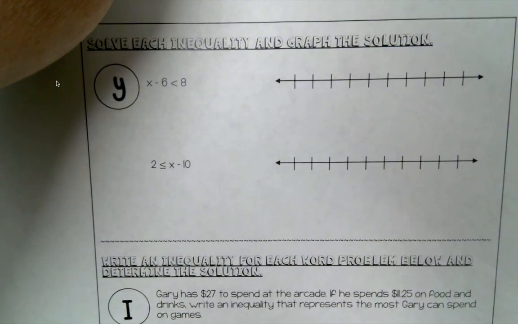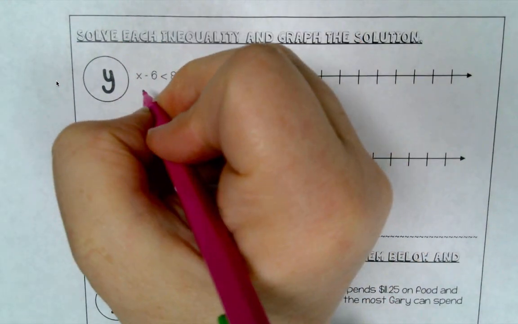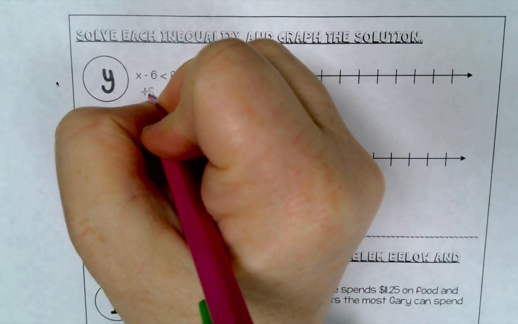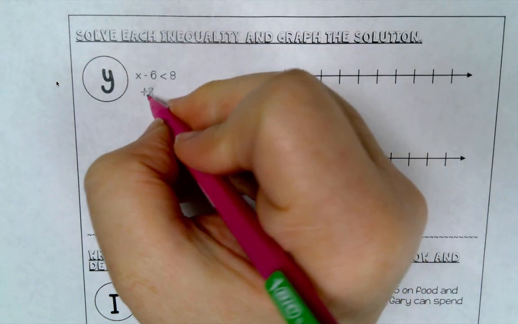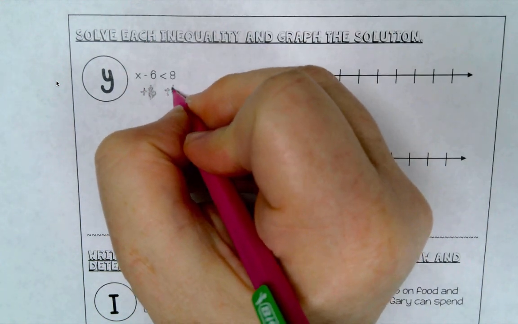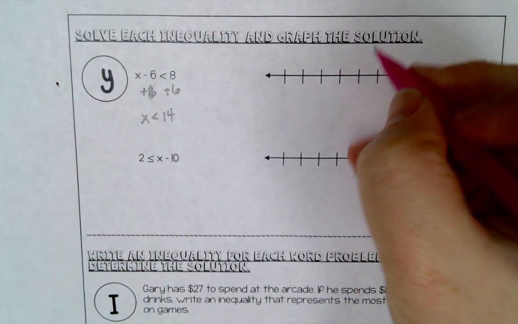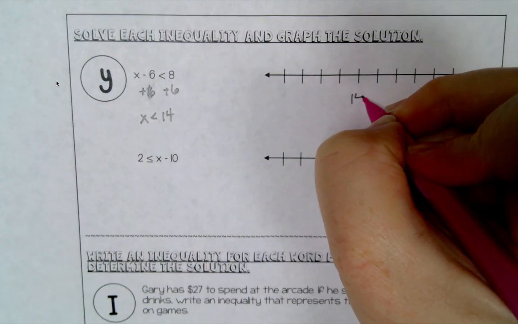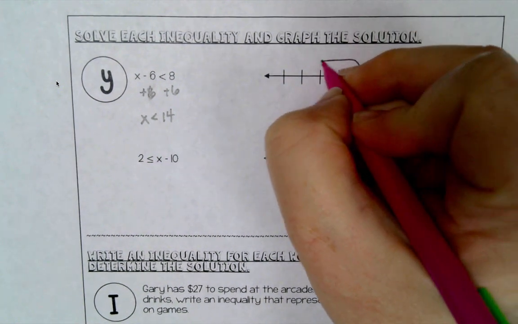And two more. X minus 6 is less than 8. So simplifying, applying the addition property of equality, but adding 6, not 8. X is less than 14. So come over here, graph 14, open circle, x is less than.